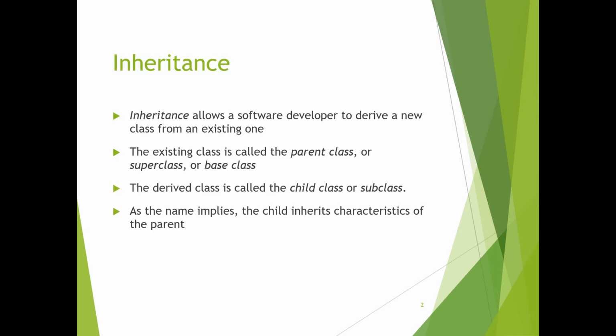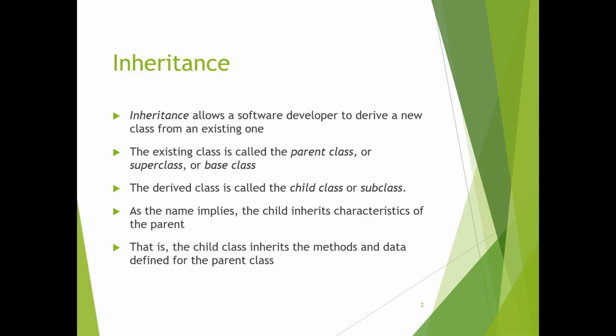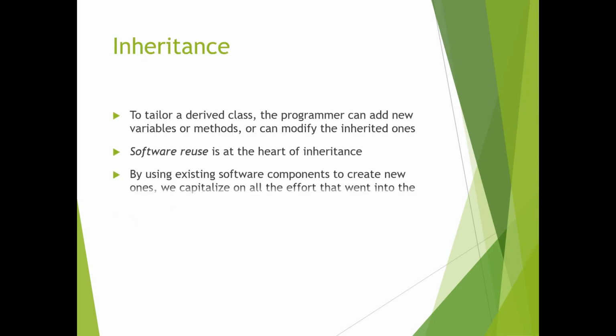As the name implies, the child class inherits the characteristics of the parent. That is, the child class inherits the methods and the data defined for the parent class. So what is the use of inheritance here? To tailor the derived class, the programmer can add new variables and methods or modify the inherited ones.